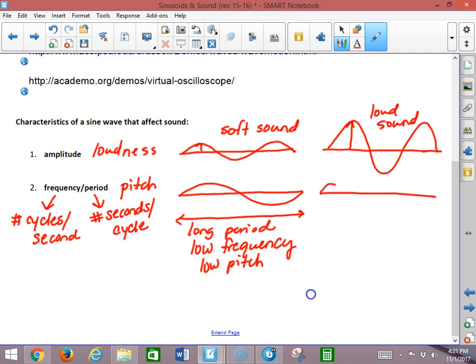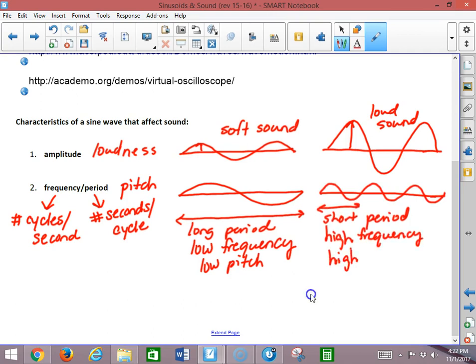But if I have a lot of waves in a short amount of time, this is going to have a short period, which means it has high frequency. There are a lot of waves that pass by, or a lot of cycles per second. So this is going to be a high-pitched note. So a high pitch, like this, very high.